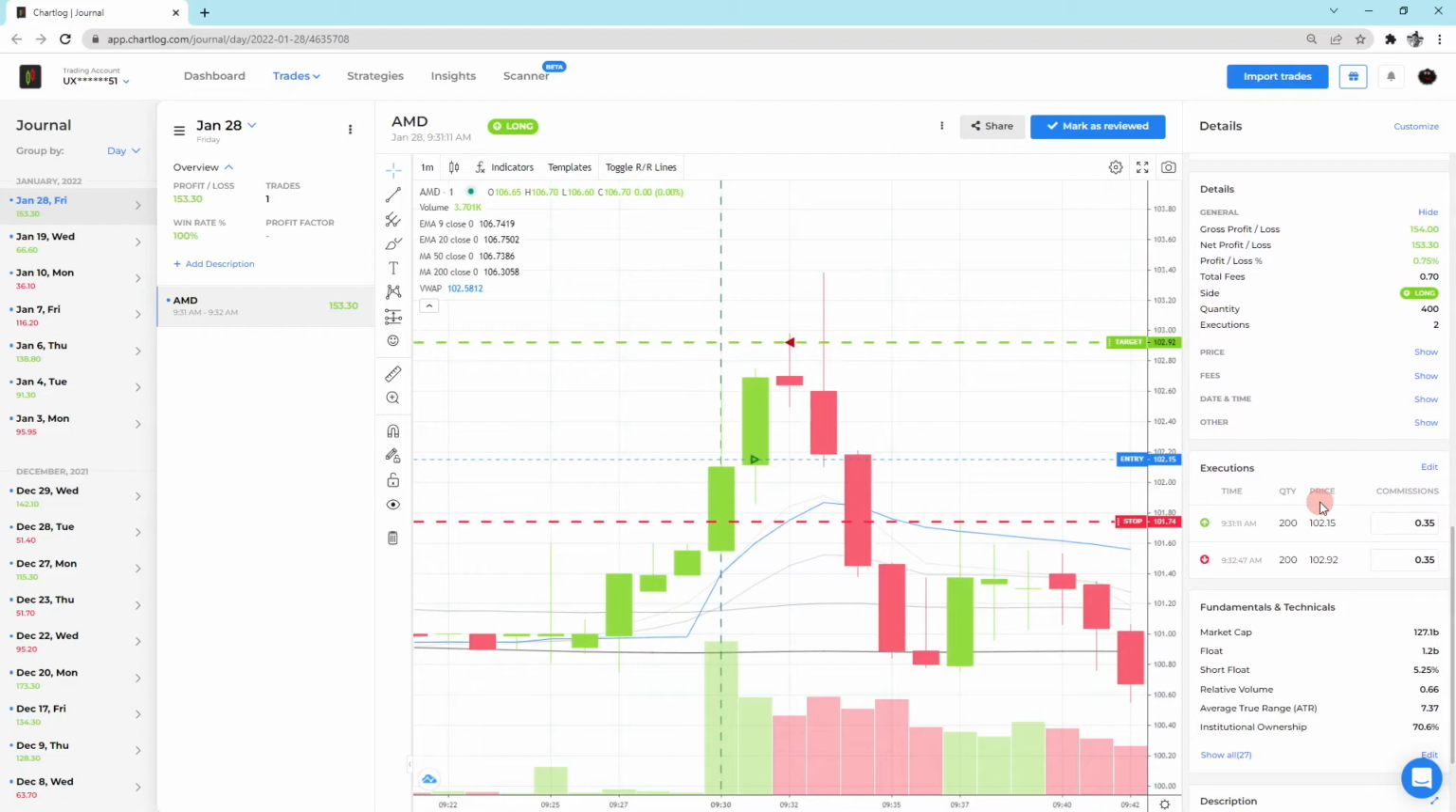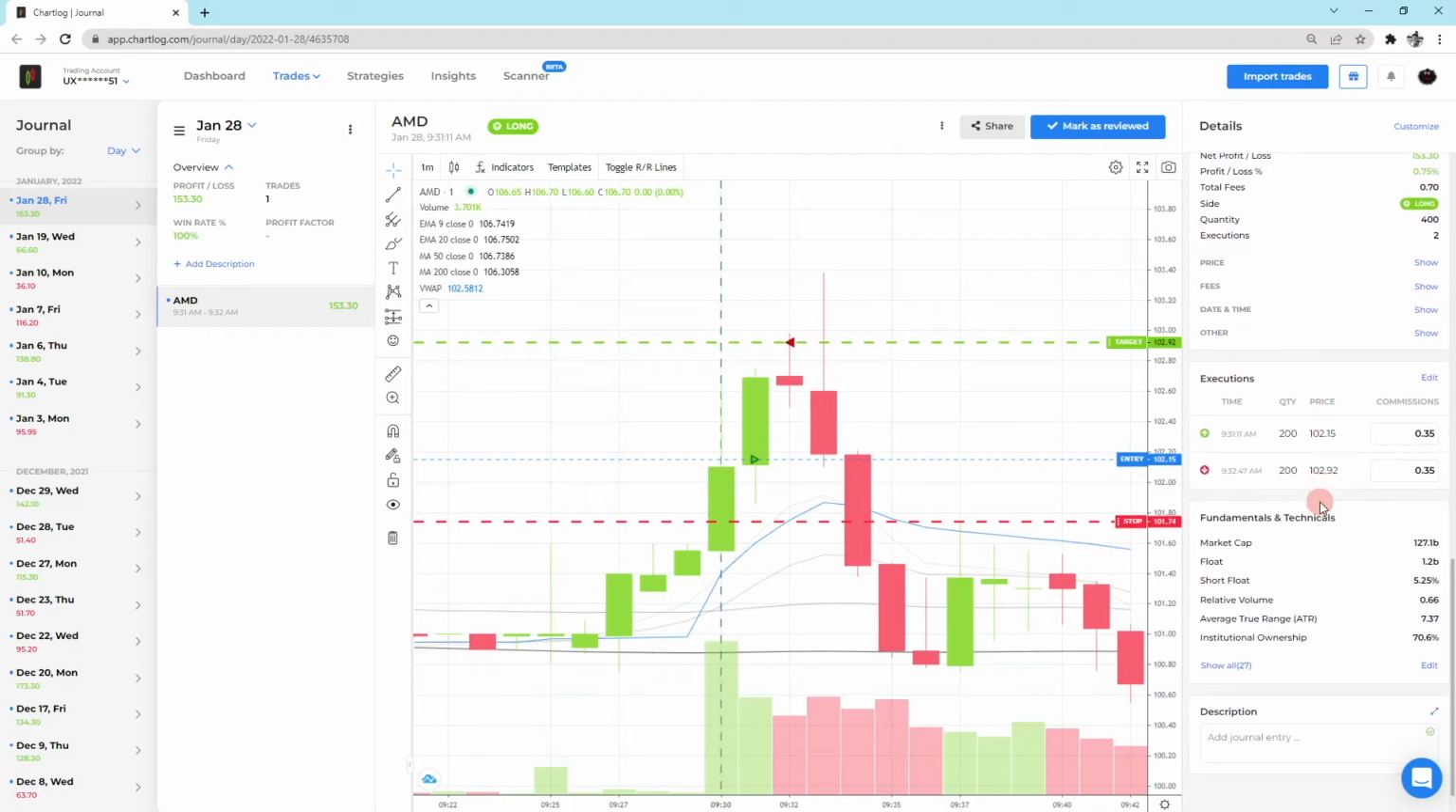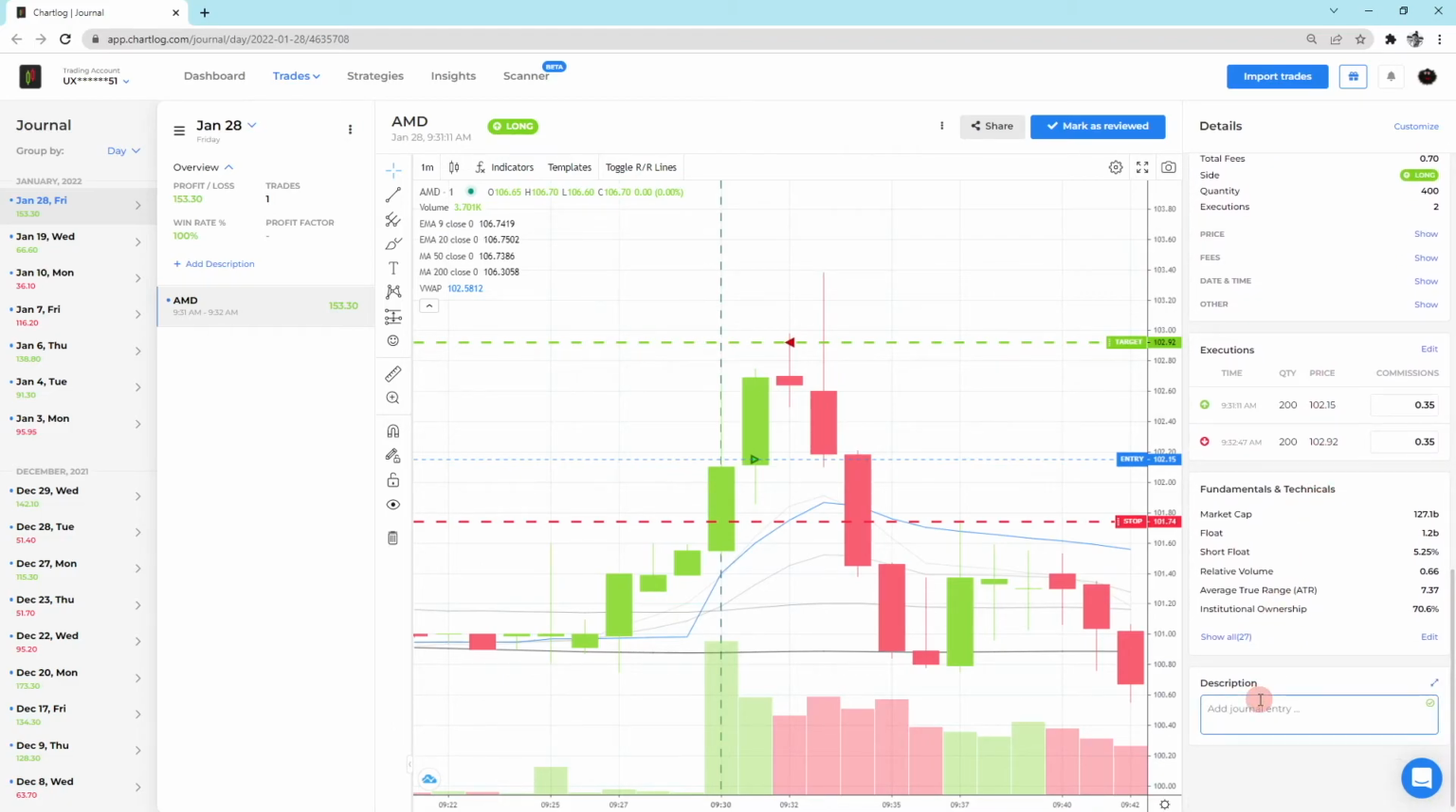Then you can also see some fundamentals and technicals, and most importantly, we will add a description to this trade, which is basically our written journal entry. For now, let's keep it simple and just say, great trade, well done.